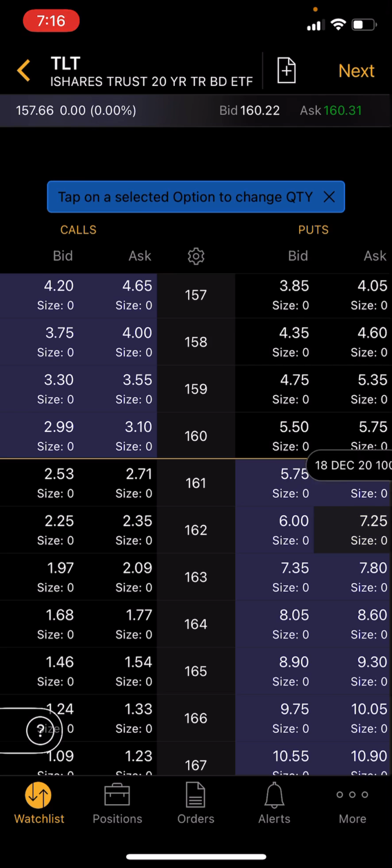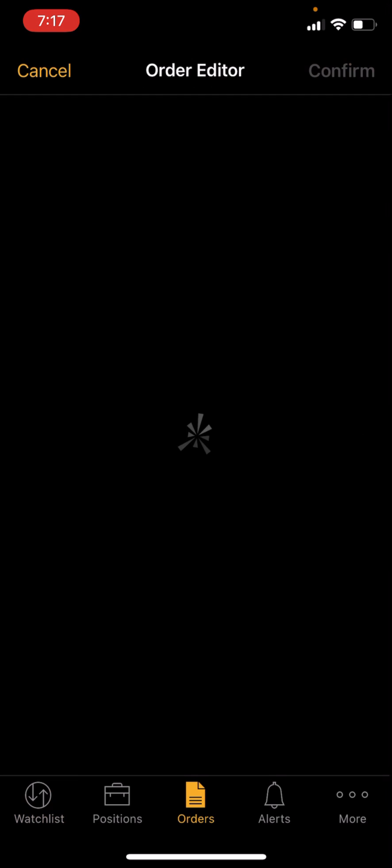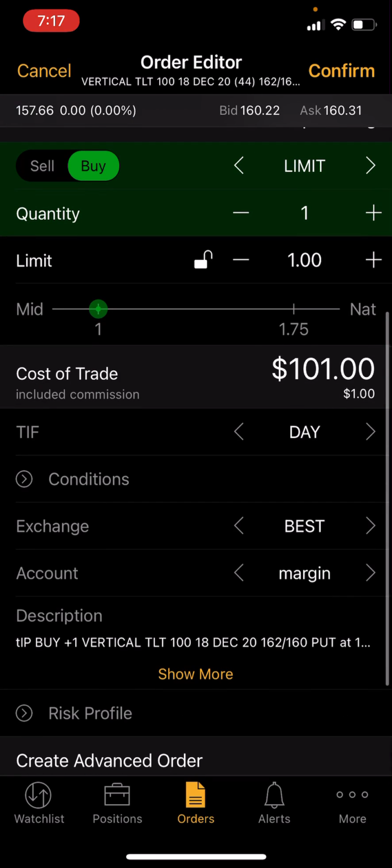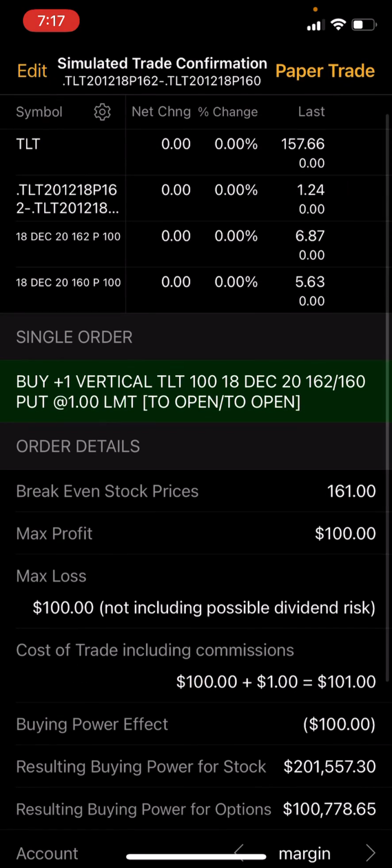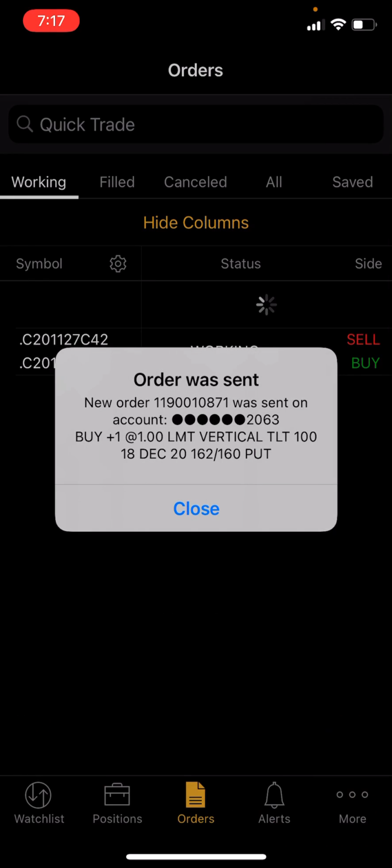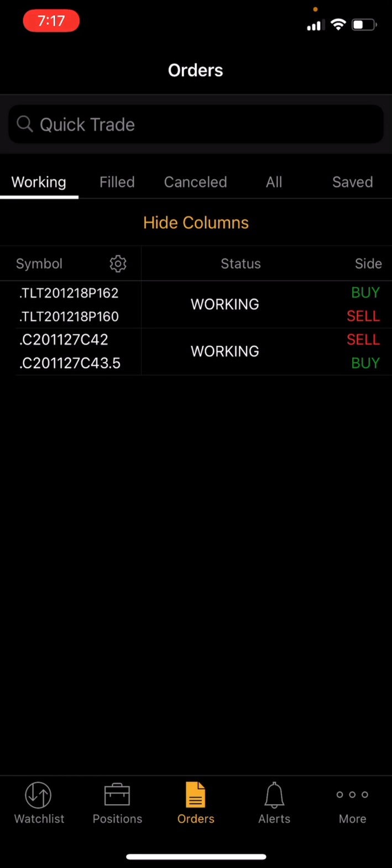I'm going to do the 162 long and the short 160. Hit next. Make sure I'm back where I want to be. That's right. I'm going to hit confirm. Review all that stuff here, right? The max profit of $100, max loss of $100, risk one to make one, with a slightly better than 50% chance of that happening in the next 44 days. All right, I'm going to hit paper trade. That's going to put that into my working orders there.